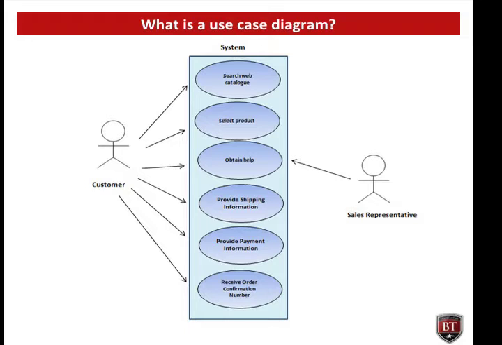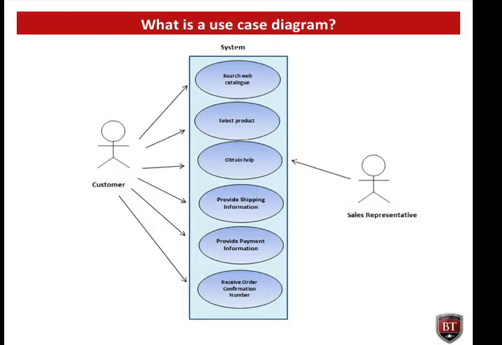In this example, you can see how the web ordering system is used. There is a customer who searches a web catalog and selects a product. It seems she or he needs some help, and so the sales representative is called to obtain help. Then the customer provides shipping and payment information, and finally the order confirmation number is received.